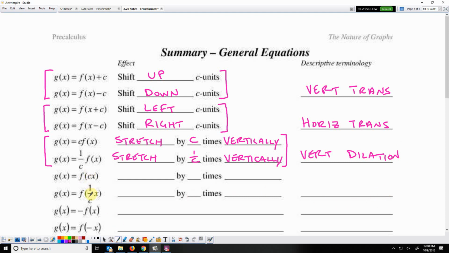Then we move that multiplication inside. And when it's inside, now this one, by the way, let's go back here. I said we're going to stretch 1 over c, but when we're doing this by a fraction like that, by a reciprocal, what we're doing is actually shrinking. So here, when I multiply by c inside, I'm going to shrink by the reciprocal, 1 over c times, and this is horizontally.